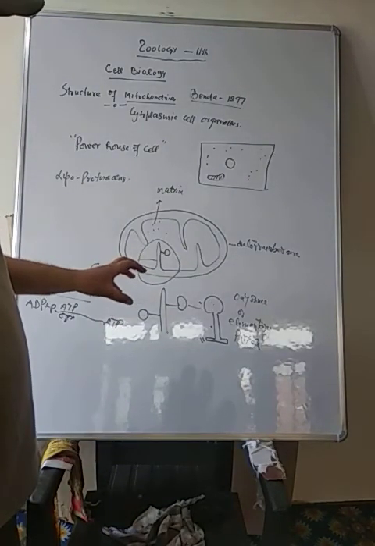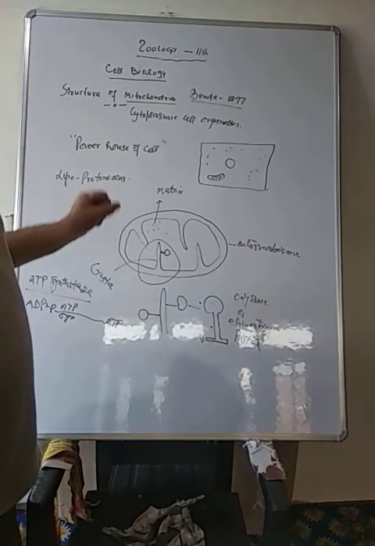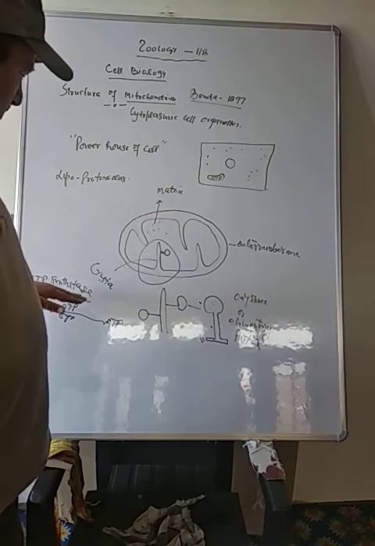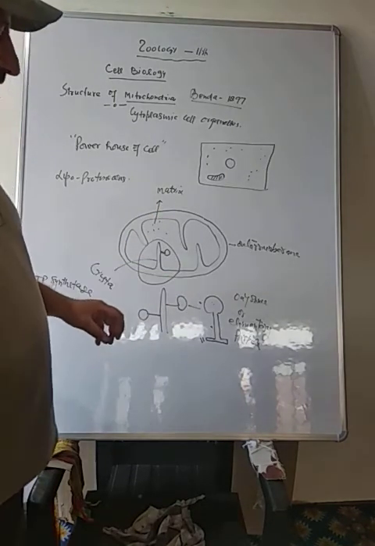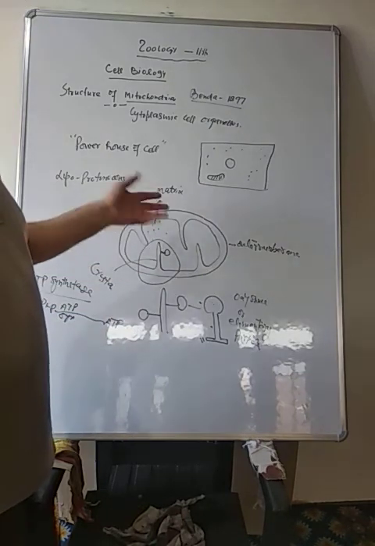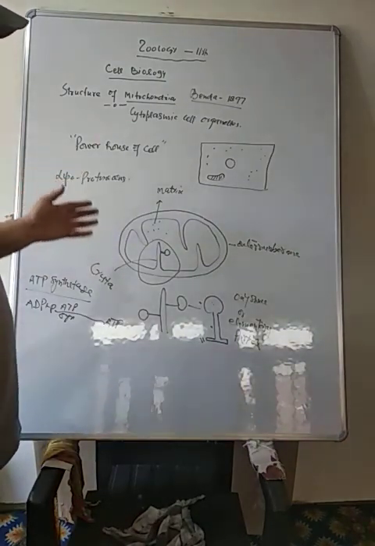So these are very important, and this enzyme is important. If this enzyme is blocked, some poisons block ATP synthase. They prevent the formation of ATP. The cell is deprived of energy, and an animal or an organism can die.